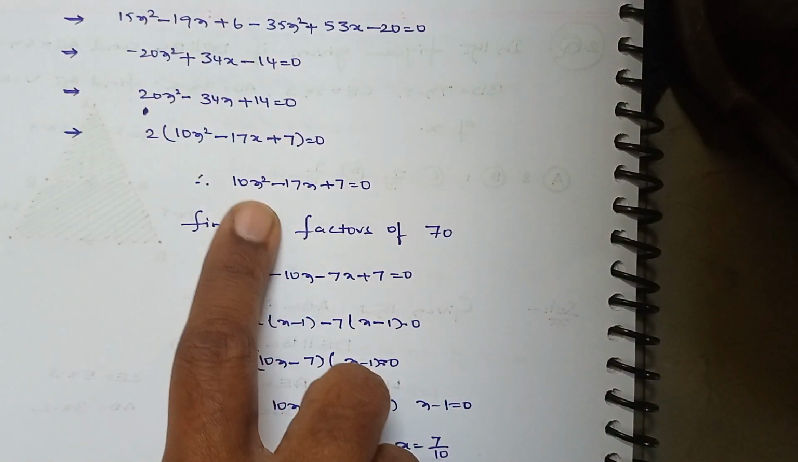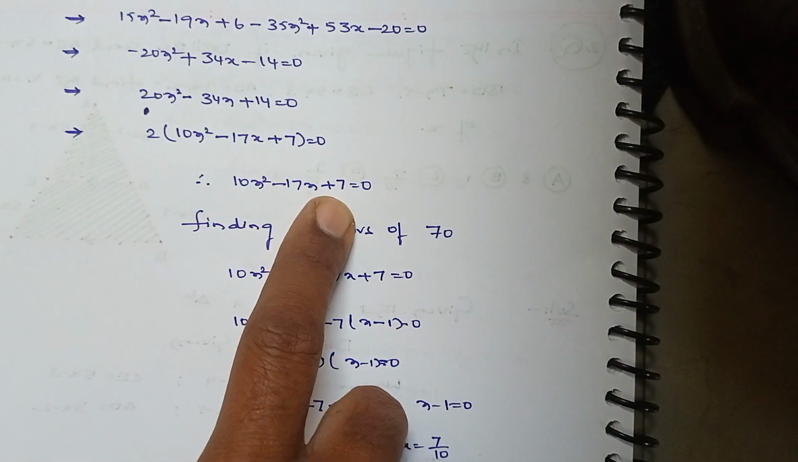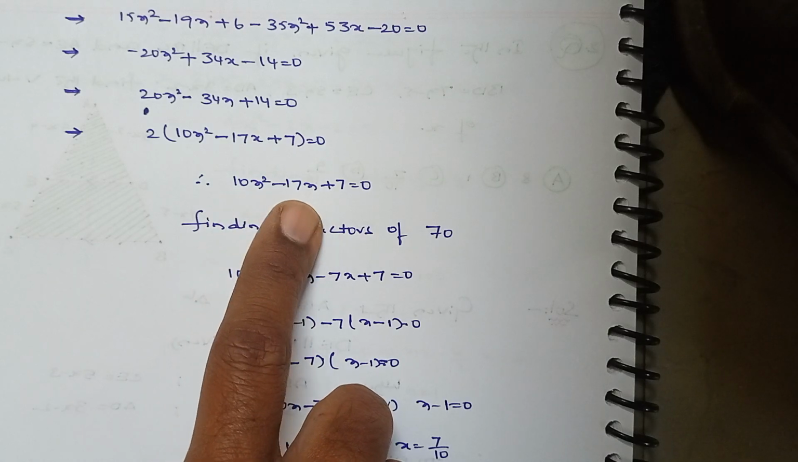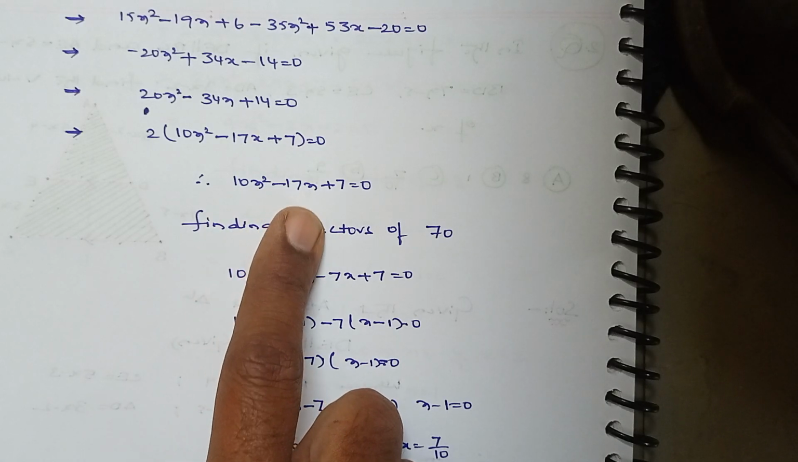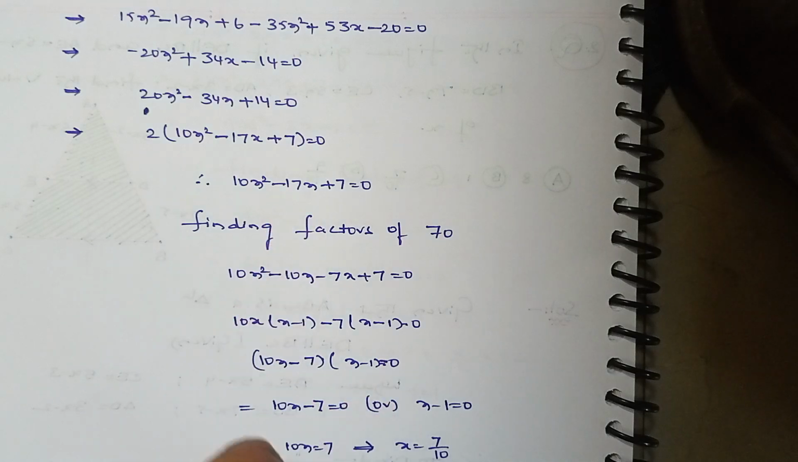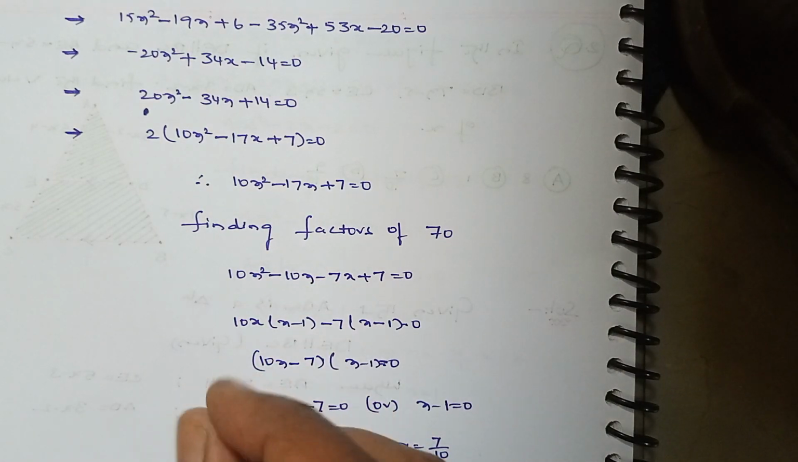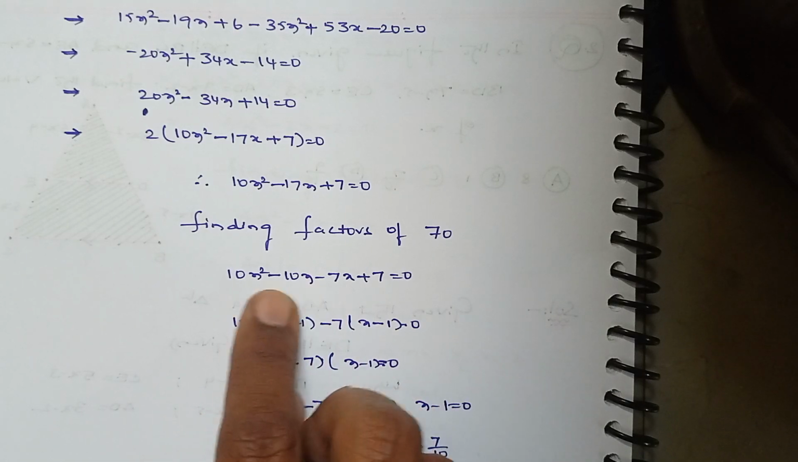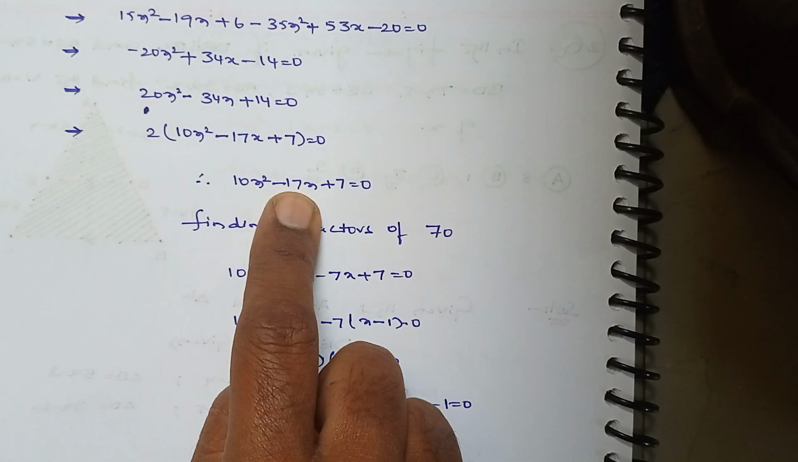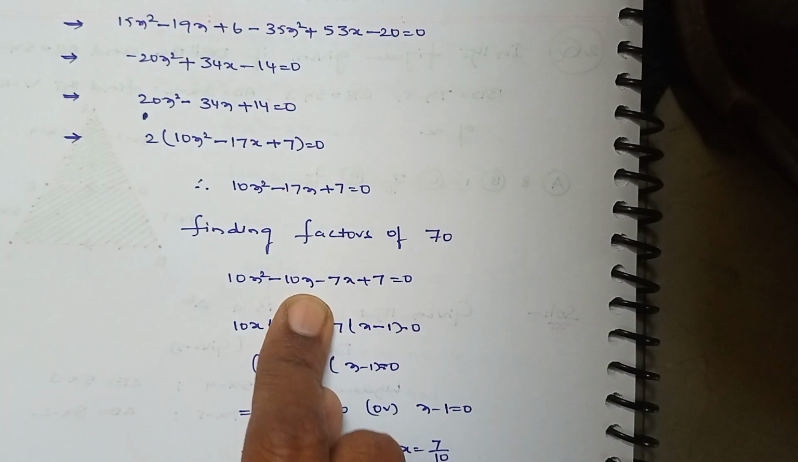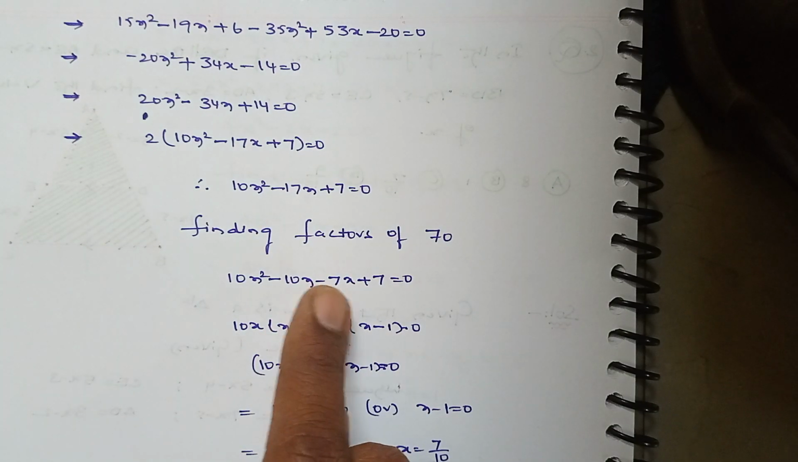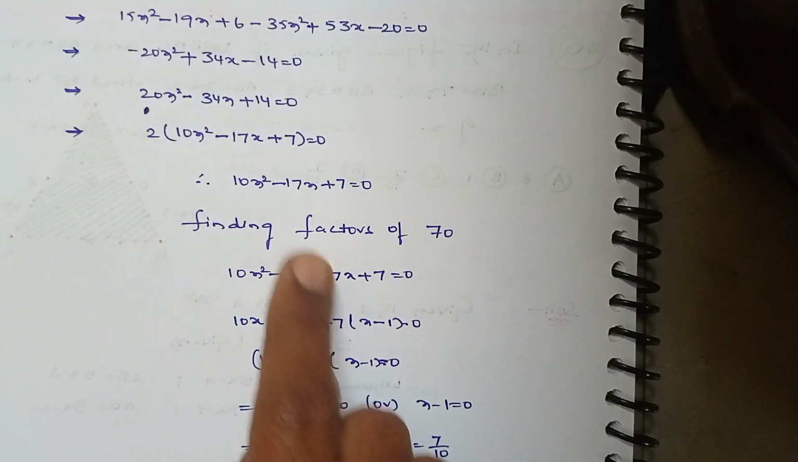So we need to find the factors of 10 into 7, that equals 70. So the middle term is 17 guys. So how to get the factors of 70 whose sum is the middle term 17? 10 into 7 is 70. 10 plus 7 is 17. So 17 can be split as 10 and 7, because 10 plus 7 is 17 and 10 into 7 is 70.